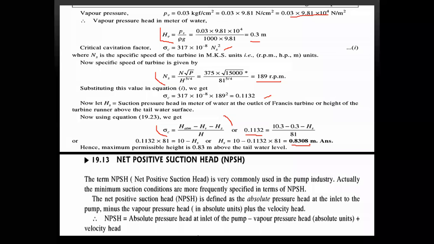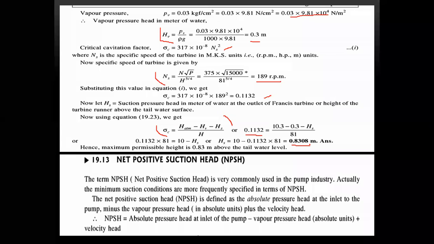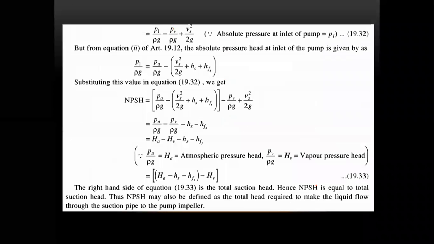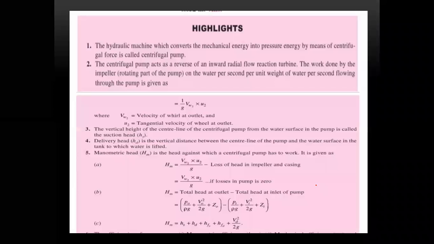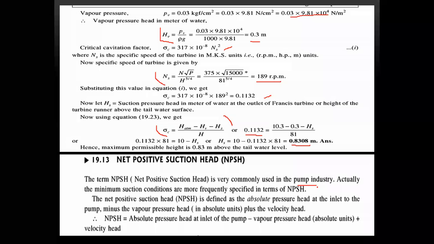That is the process you have to do for this cavitation problem. Next topic in your syllabus is NPSH. What is the meaning of NPSH? Net positive suction head. Commonly used in the pump industry. So in Part A short answers, a question may come: define NPSH or what are the factors of NPSH. So you have to write this formula. NPSH is commonly used in the pumping industry.